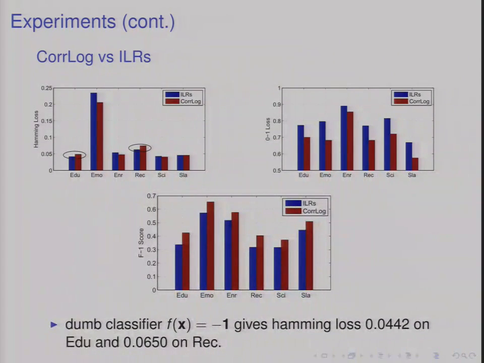The answer is no, because we tried to use a dumb classifier which classifies the labels of every instance as -1, no matter what the true label is. And so we get a Hamming loss of 0.044 on this data set and 0.06 on this set. The performance of the dumb classifier nearly works as well as these two models on these two data sets.